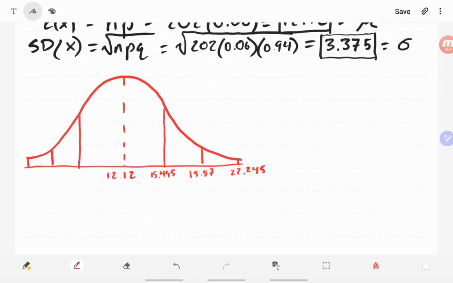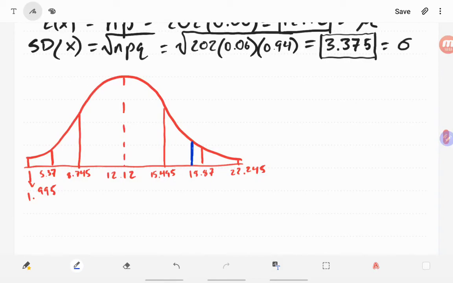Now, if we subtract 3.375, we get 8.745, then 5.37, and 1.995. And looking at this, we can probably pick out exactly where our data fell.